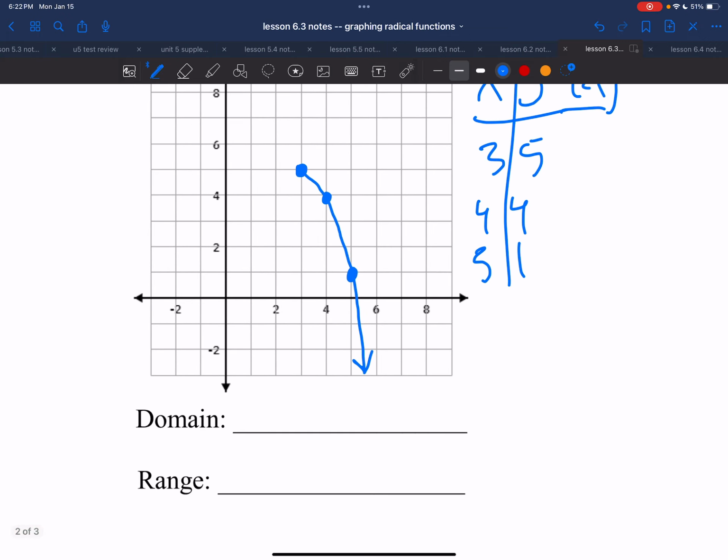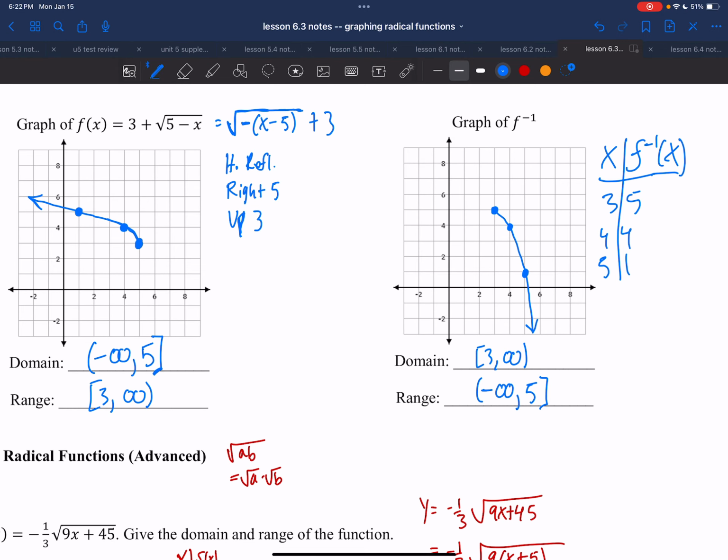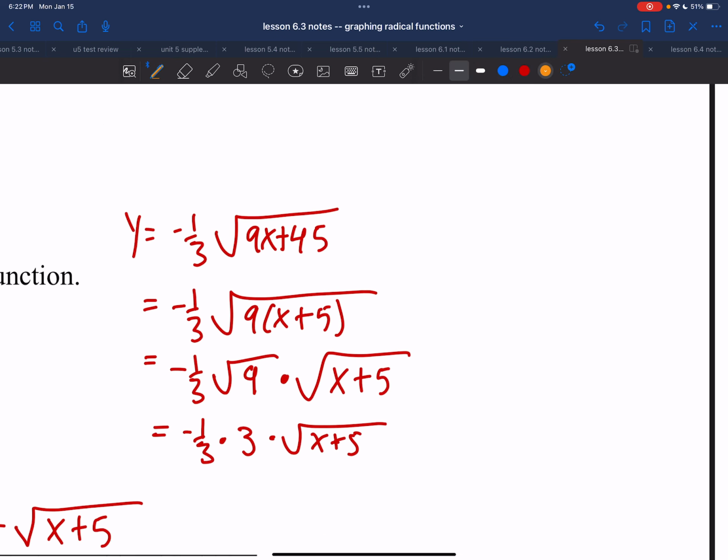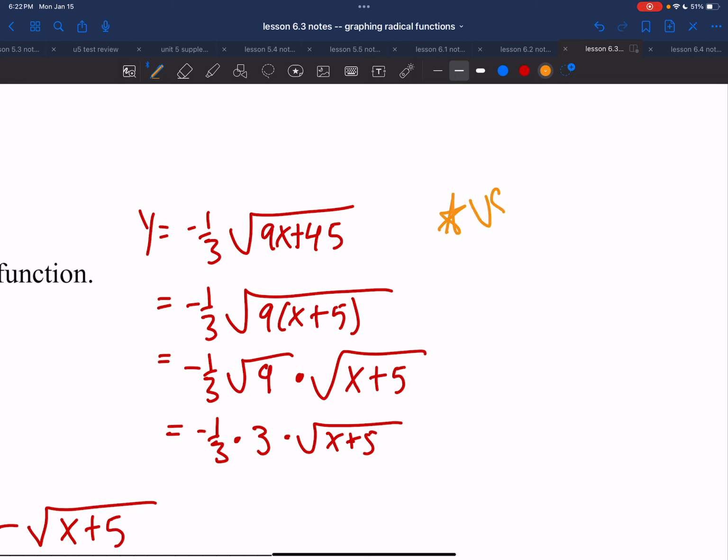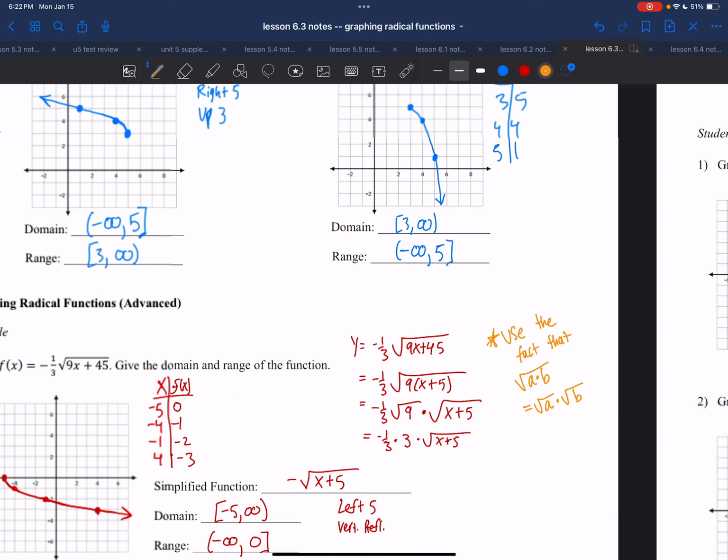Okay, domain from here is 3 to infinity. Range goes all the way down from negative infinity, peaks at 5. And I verify that those domains and ranges switched. Right? They switched. Right here, this is just for the notes. Sorry, this doesn't need to be included in the video. If I don't write it there, I'm going to forget before I publish these notes.